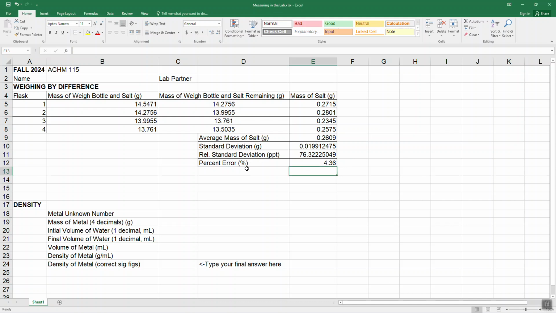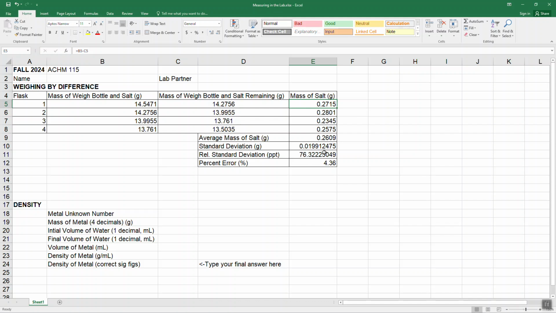Now, why do we calculate these things? Well, we find the average because we have a whole bunch of data points, and individually they don't tell us a whole lot. However, the relative standard deviation and the percent error give us very important information. The relative standard deviation tells us how precise our data is. That is, how close are these numbers to each other? 76 ppt for something like this is not bad. It's about average. And it suggests some degree of care was taken with the experiment.